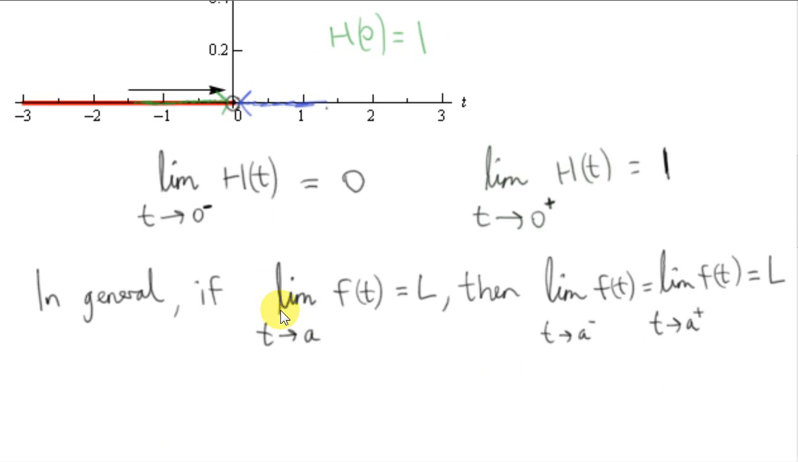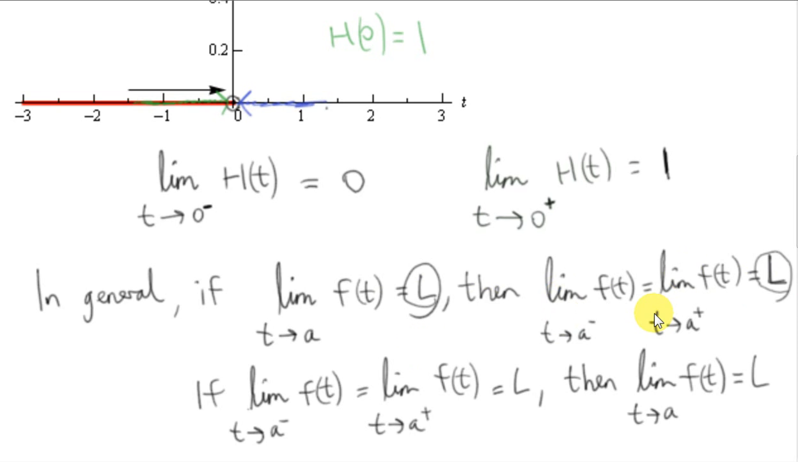So the important point is that if the limit as t tends towards a of any function f of t is L, then the left-sided limit and the right-hand-sided limit give the same result, L. So the limit as t tends towards a from the left of f of t will equal the limit as t tends towards a from the right. And the result will be the same as here.